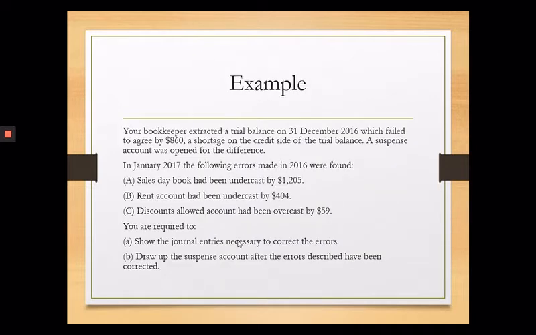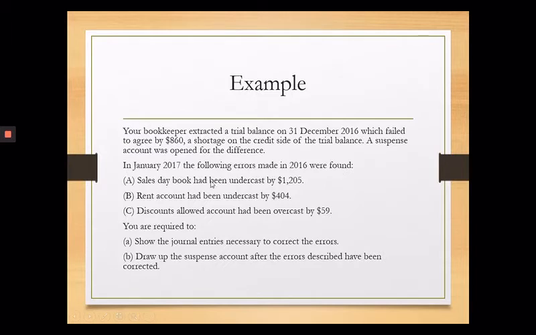So let us now work out an example. Your bookkeeper extracted a trial balance on 31 December 2016, which failed to agree by $860. A shortage on the credit side of the trial balance. A suspense account was opened for the difference. In January 2017, the following errors made in 2016 were found.